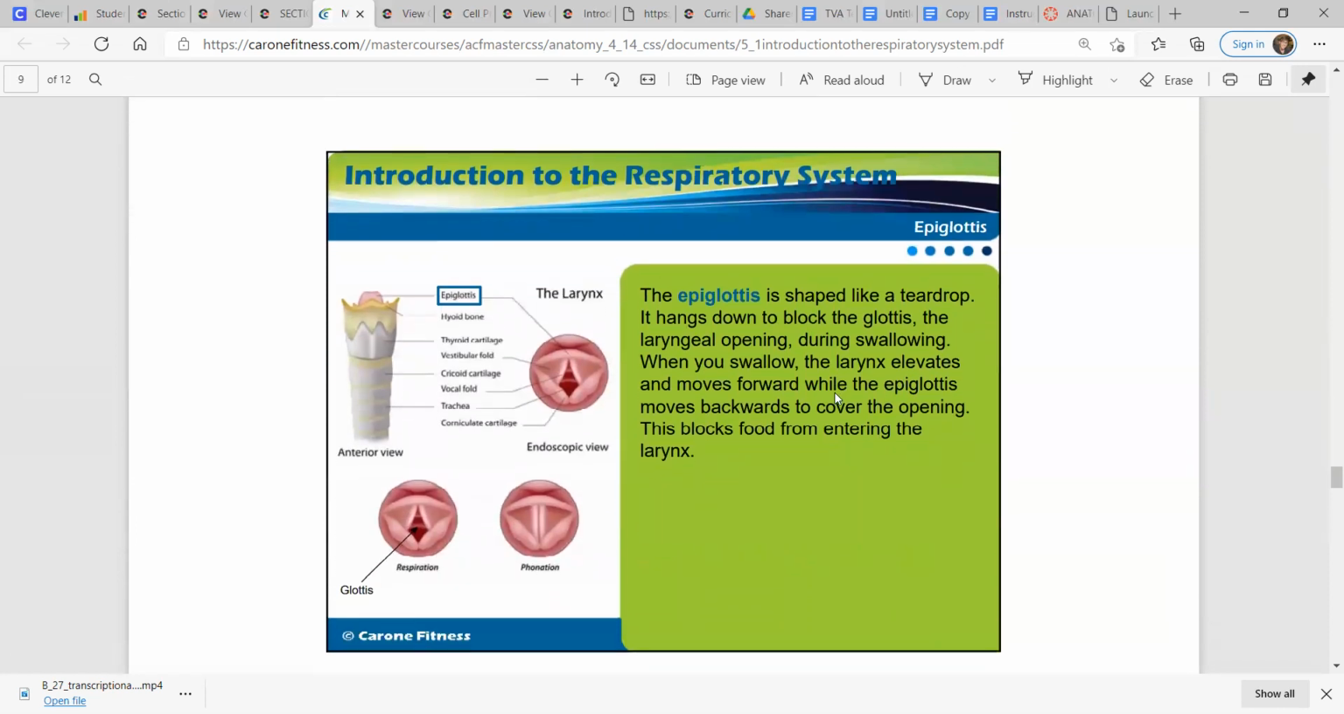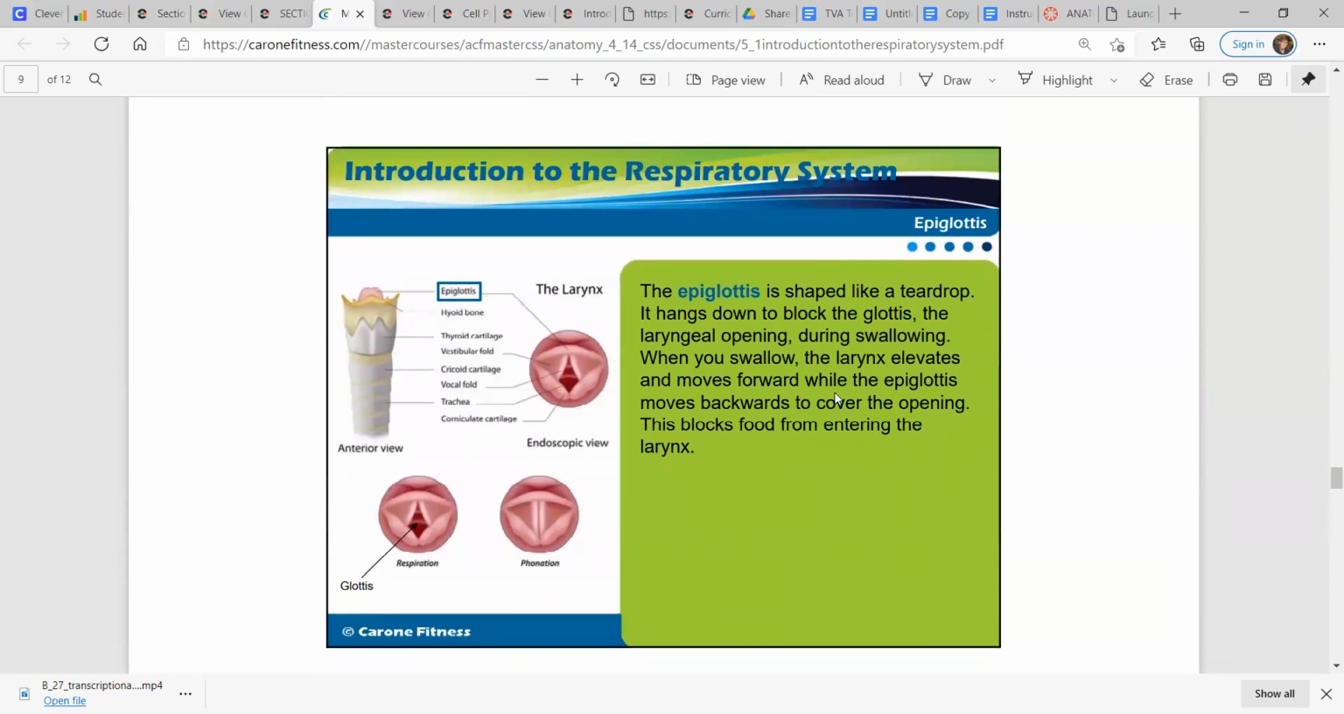Then you have the epiglottis. It's shaped more like a teardrop. It hangs down to block the glottis, so you can see that here. The laryngeal opening during swallowing. When you swallow, the larynx elevates and moves forward, while the epiglottis moves backwards to cover the opening. This blocks food from entering the larynx.